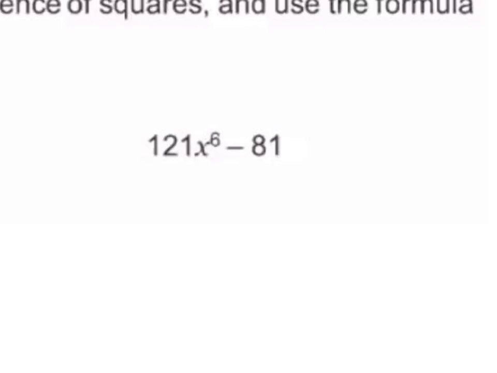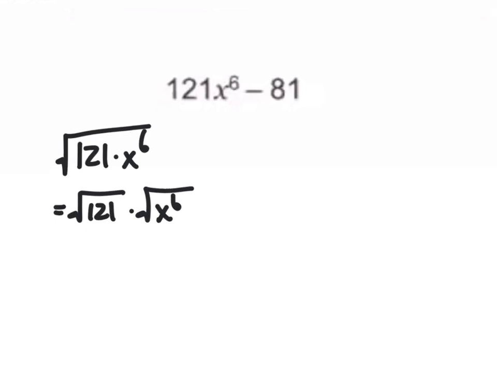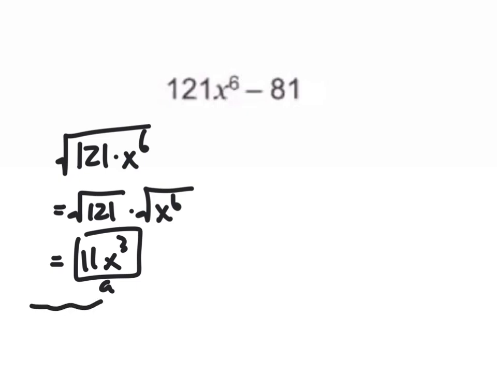I want to take 121 times x to the 6 and take the square root of that. The square root of 121 is just going to give me 11, and I multiply it by the square root of x to the 6th. Square root of x to the 6 is going to be x cubed. So this is my a value. And my b value: if you take the square root of 81, that's just going to give you 9, and that's my b value.